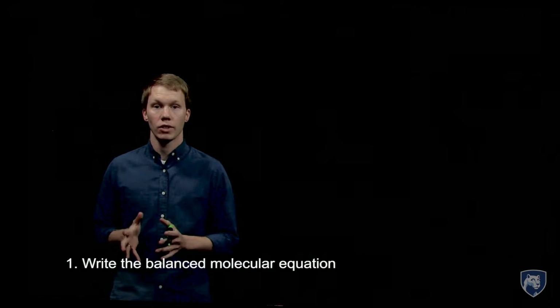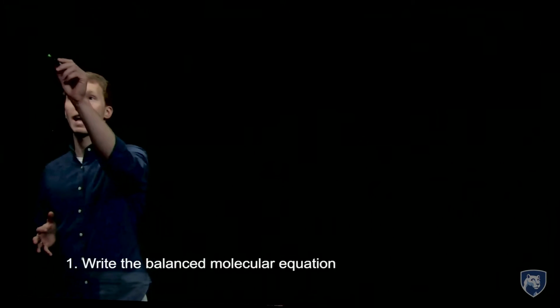We're going to go through the steps to taking a complete molecular chemical equation and reducing that down step by step to a net ionic equation to see exactly what is happening in that reaction. First, we are going to write the balanced molecular equation.